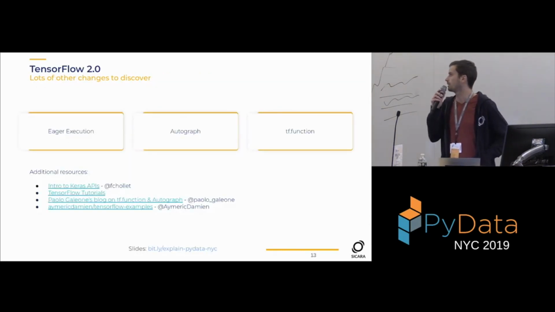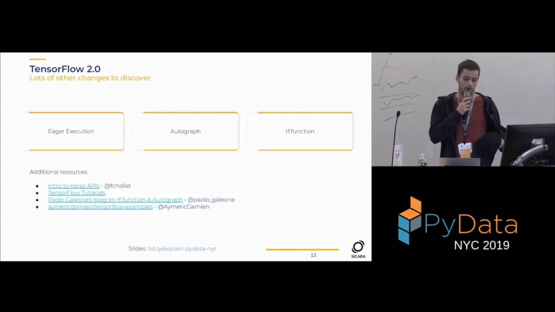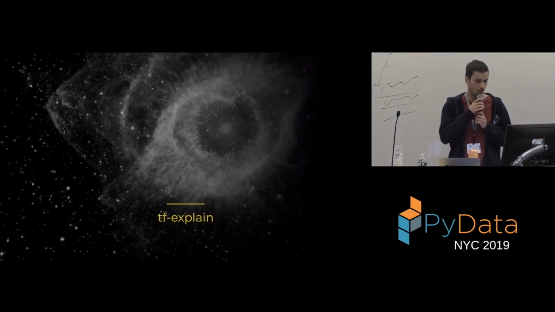Okay, so that was a small subset of what has changed in TensorFlow 2. There is a lot more to discover around eager execution, autograph, tf.function. There is also a whole ecosystem of libraries they've built for mobile devices, for production use, for scaling. So I've put some additional resources. This is not exhaustive. You can clearly find a lot of good stuff on the TensorFlow website, so I encourage you to visit it.